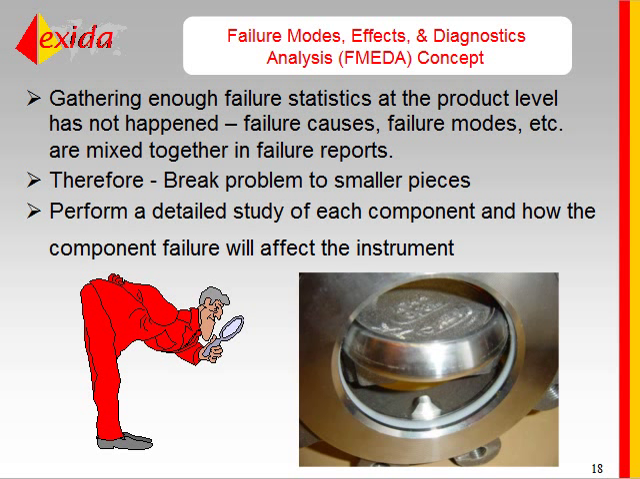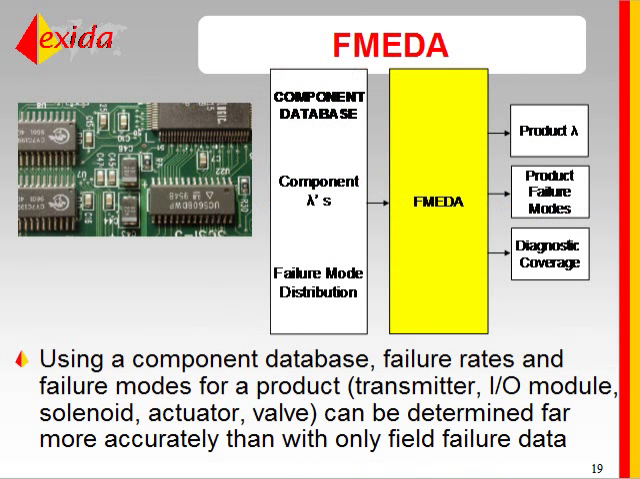So we just sit down using an FMEA style technique and look at each piece individually, determine how the component failure will affect the instrument, and then sum up the results. From an engineering perspective, it's a classical engineering technique. Break the problem into smaller pieces. Using a component database, the failure rates and failure modes for a product can be determined more accurately than any field failure data technique that I have seen to date.